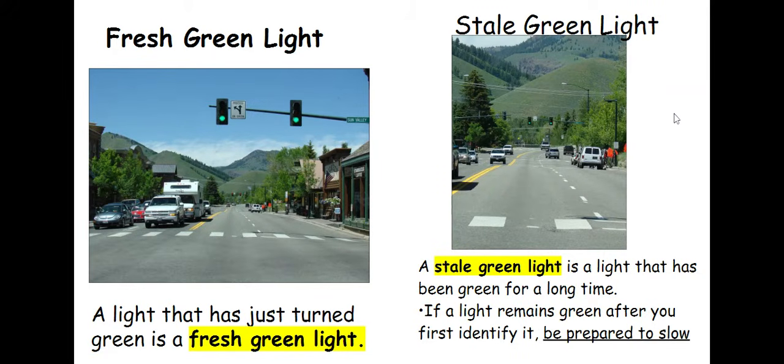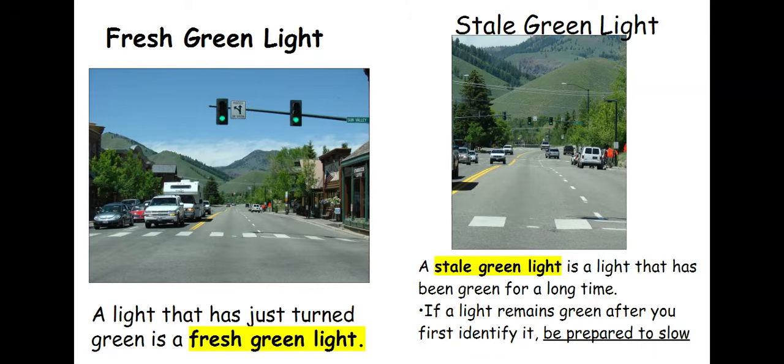Fresh green light, stale green light. You're learning and practicing driving and negotiating intersections with controlled traffic lights. You need to understand what this means. Fresh green light means you have been waiting at that red light, waiting for it to go green so you can proceed. Once it goes green, you're going to observe to make sure there are no restrictions, no hazards, that you can proceed through, and that becomes a fresh green light. It has just turned green.